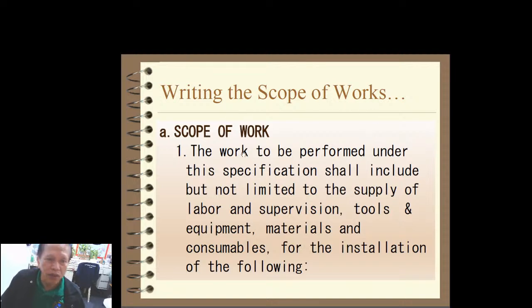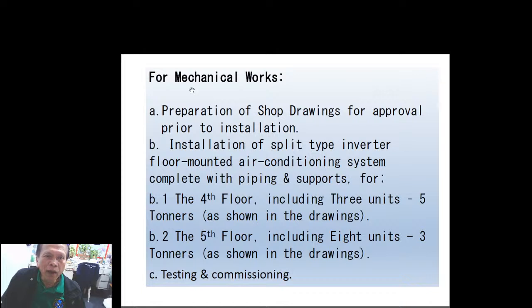Writing the scope of work. Ito sample lang ha. Scope of work. The work to be performed under this specification shall include but not limited to the supply of labor and supervision, tools and equipment, materials and consumables for the installation of the following. Mechanical works. Preparation of shop drawings for approval prior to installation. So, ano yung shop drawings? Eh, yung mga detalyadong drawing, no? Detailed drawings.